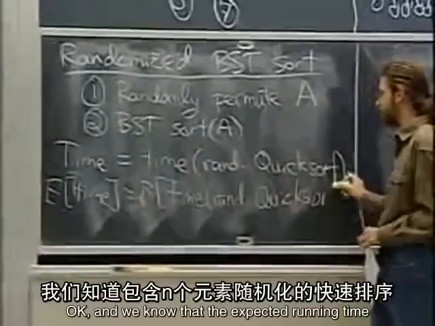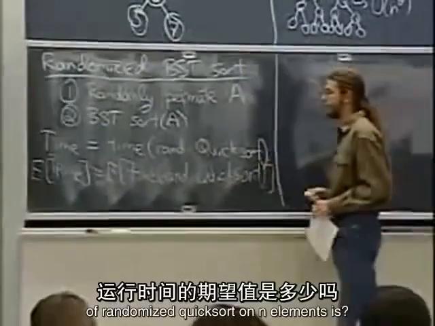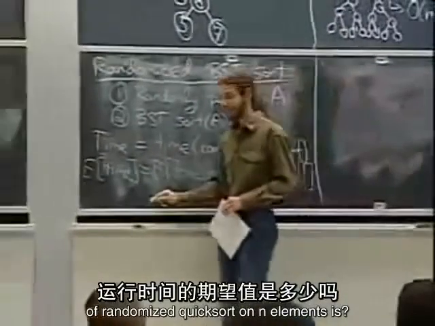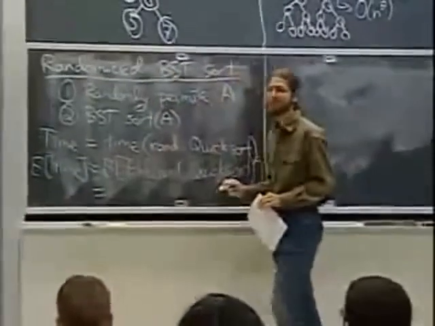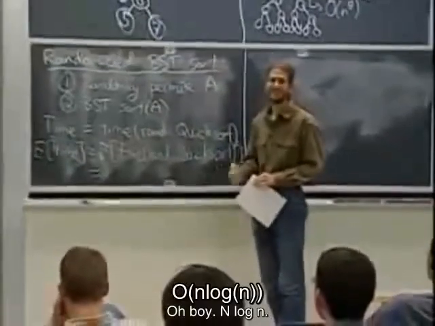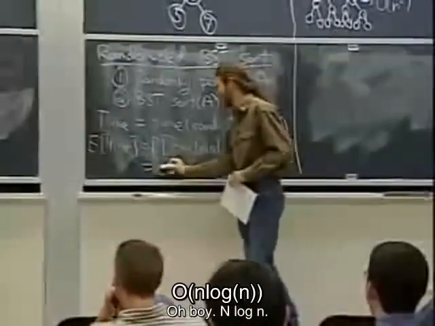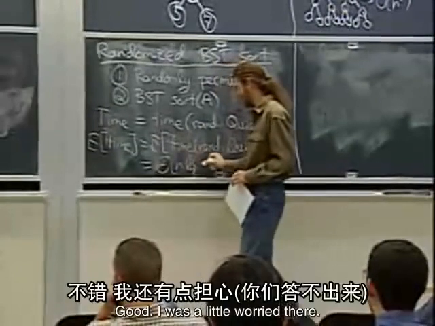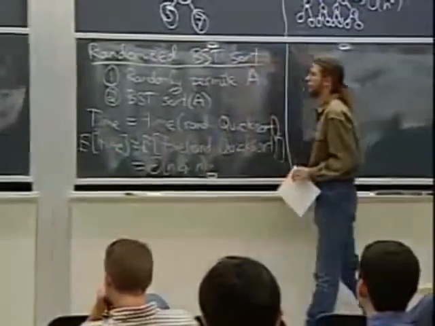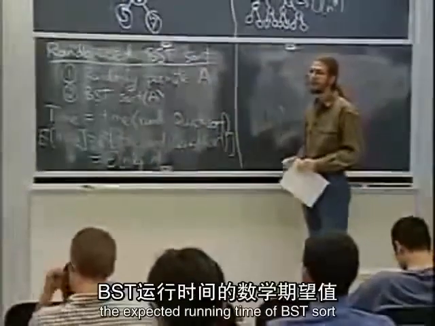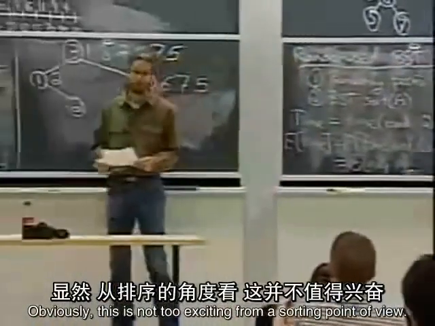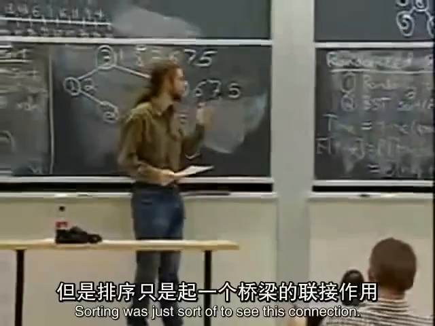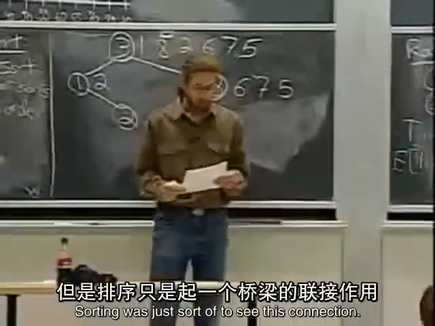And we know that the expected running time of randomized quicksort on n elements is, oh boy, n log n. Good. I was a little worried there. So in particular, the expected running time of BST sort is n log n. Obviously, this is not too exciting from a sorting point of view. And the sorting was just to see this connection.